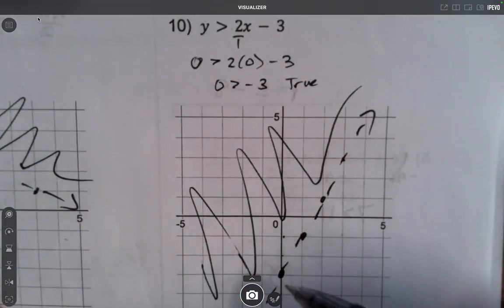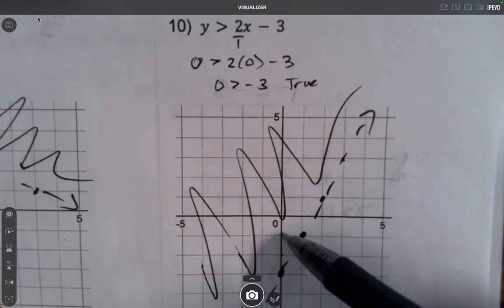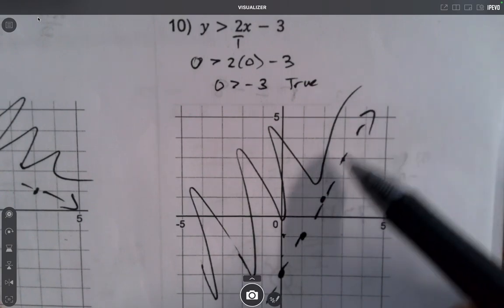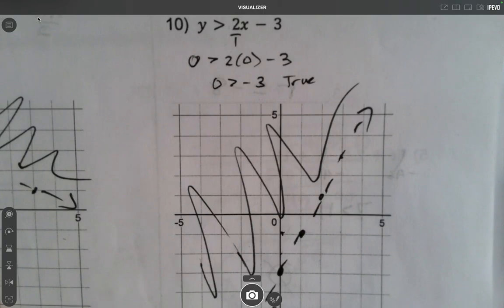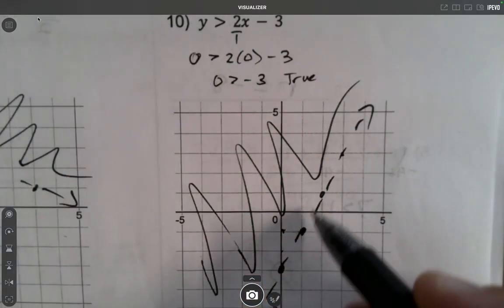So I go back to my y-intercept. That's my starting point. And I went up 2 and over 1. And I did it a couple more times just to help me draw as straight of a line as I could. But you don't have to do any more than just 2 points to have a line. And again, since there's no or equal to, that's why we have a dotted line.